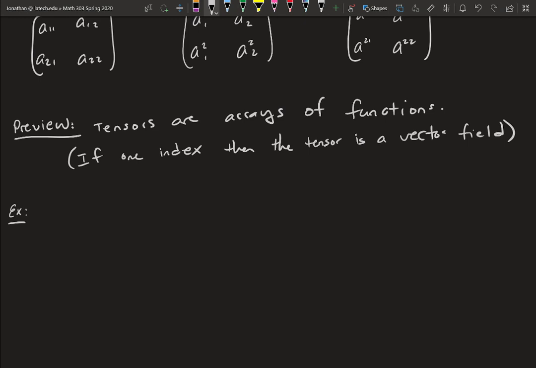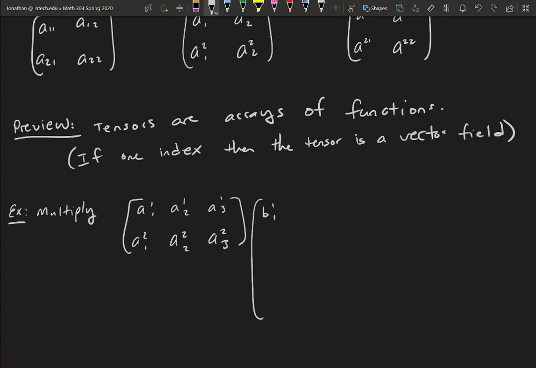Let's multiply these two matrices, given that they have the following representation. So let's multiply. I have A11, A12, A13, A21, A22, A23. And multiply that by the matrix B11, B21, B31, B12, B22, B32.